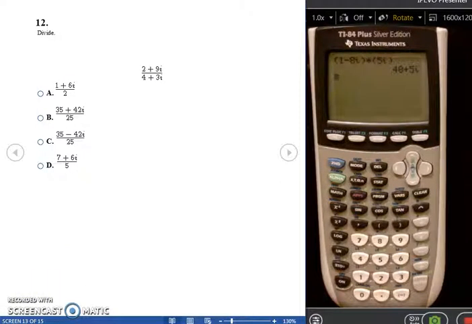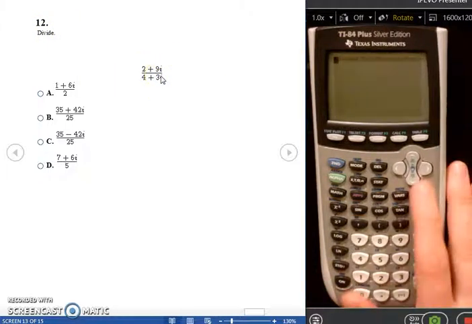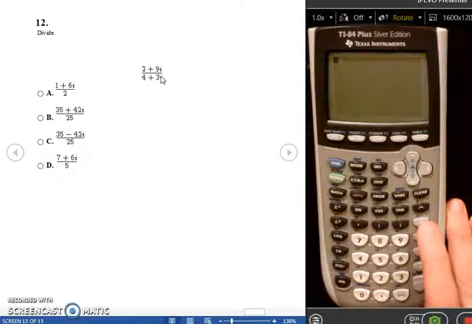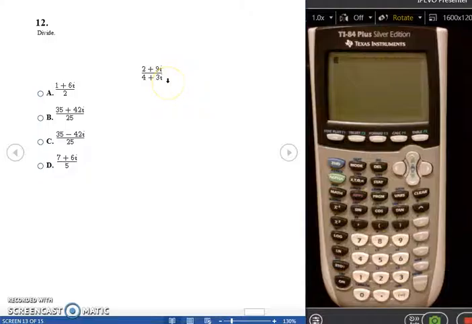Now I'm going to be looking at problems where you're dividing. And I know it's division because it says divide, and the fraction bar here means to divide. So remember, I can use the division symbol button here to show the fraction bar. I just need to remember that the numerator always gets put in parentheses and the denominator always gets put in parentheses to tell the calculator it's a fraction.